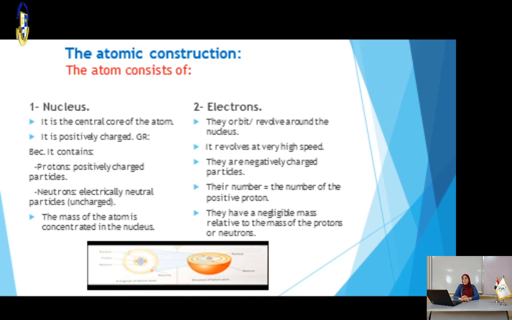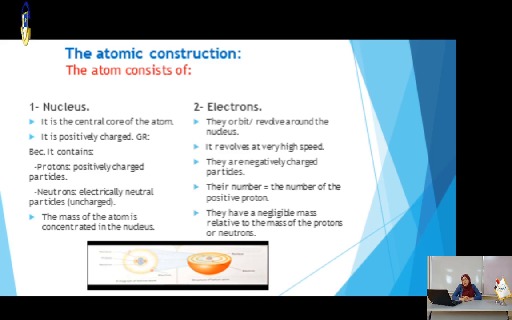Slide 6. The atomic construction. The atom consists of two parts, the nucleus and the electrons. The nucleus is located in the central core of the atom, and any nucleus contains two particles: protons, which are positively charged, and neutrons, which are electrically neutral particles, uncharged. So the nucleus is positively charged because it contains the protons with positive charge. The mass of the atom is concentrated in the nucleus.